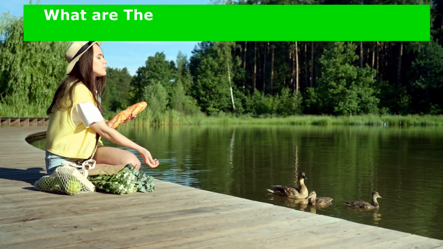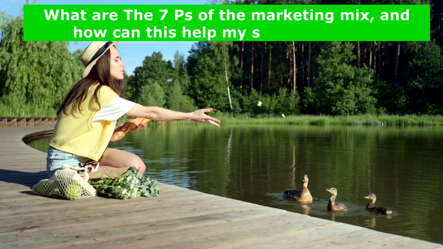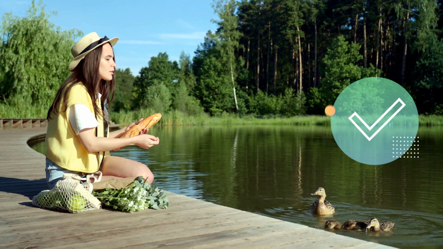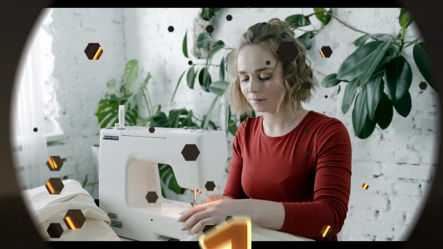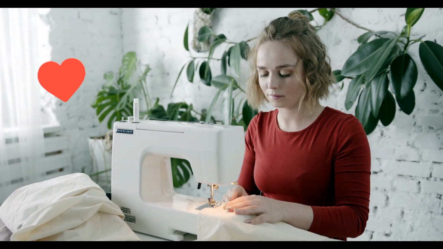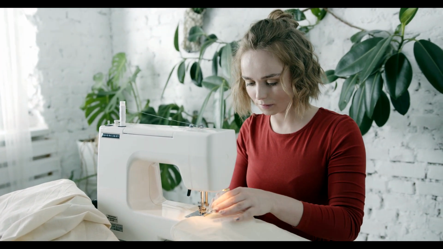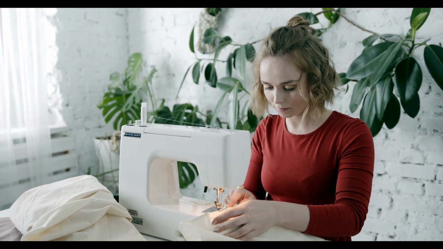What are the 7 Ps of the marketing mix, and how can this help my small business? They include: 1. Product. This refers to your business's goods or services. Consider your product's features, benefits, and unique selling proposition.